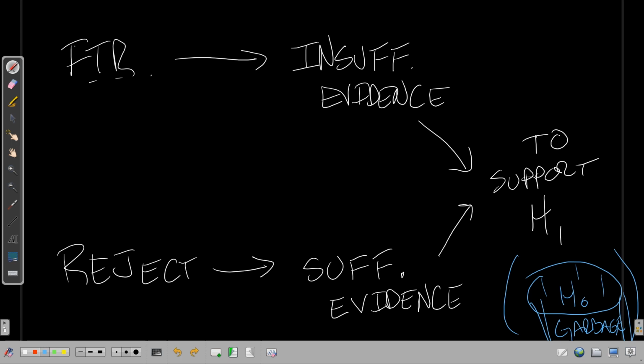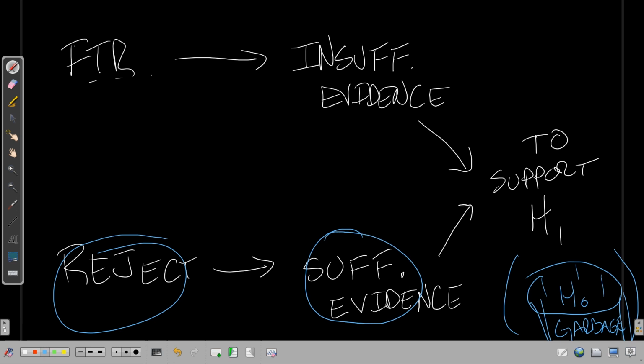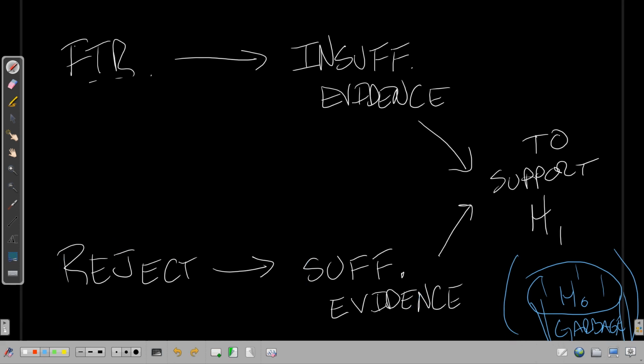This is your flowchart. Coming up with that conclusion is no more difficult than interpreting this flowchart. Look, if I had failed to reject, then I would have insufficient evidence to throw the initial hypothesis away. But if I reject, then I have sufficient evidence to throw the initial hypothesis away. And throwing the initial hypothesis away means the same thing as supporting the alternate.